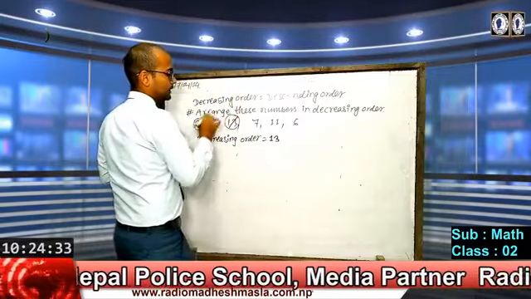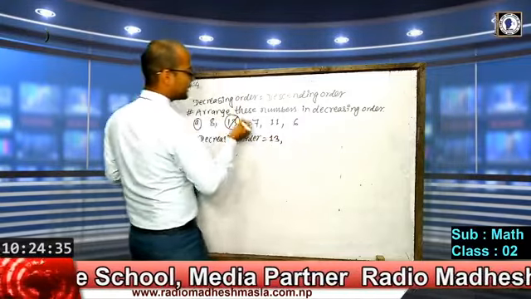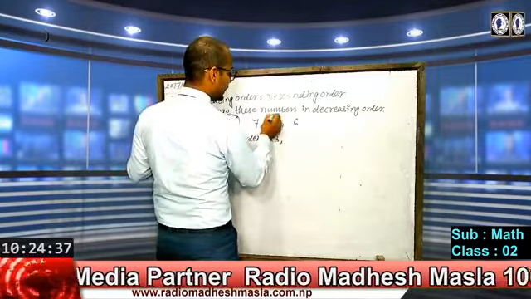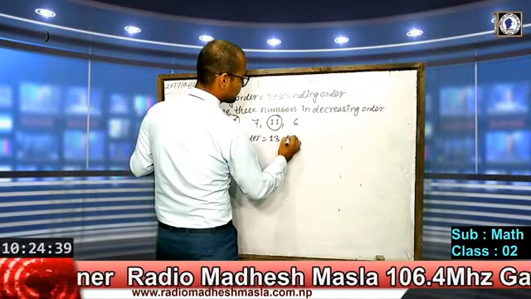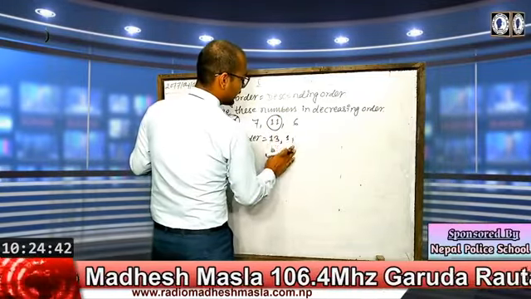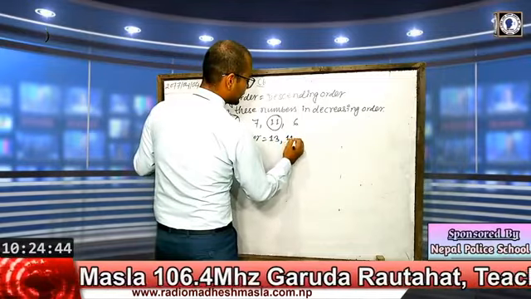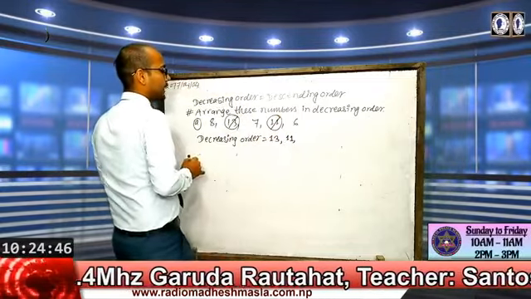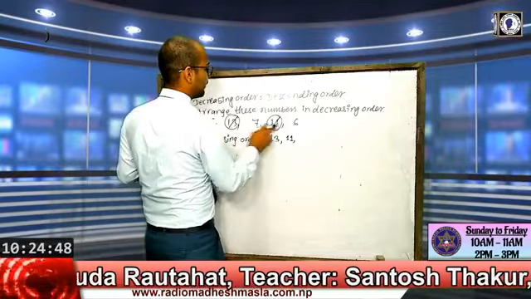And cross the 13. Then which number is the greatest? So after 13, 11 is the greatest. Then cross 11. Then we have left 8, 7, 6, these 3 numbers.